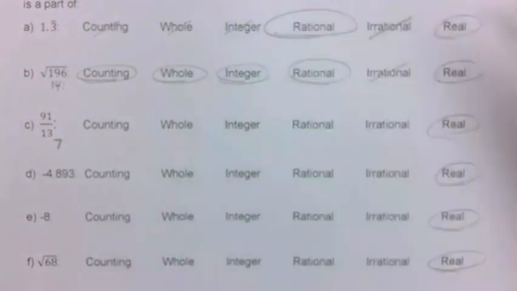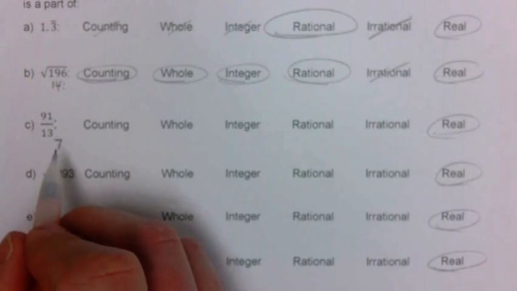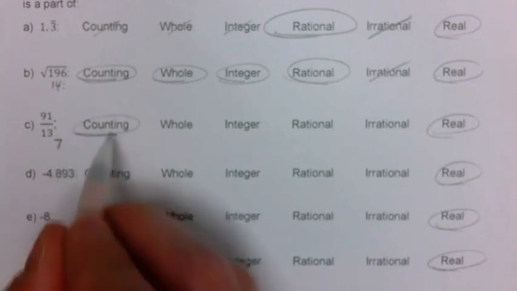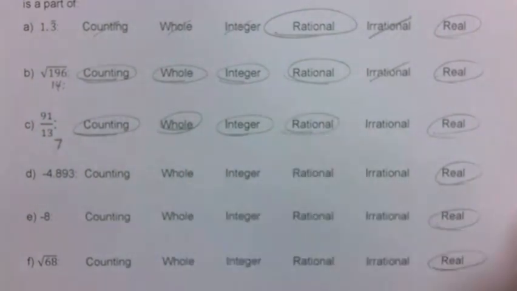Okay, which sets of numbers does 7 belong to? Well, again, 7, it's whole, and it's a positive number. If it's a positive whole number, then I know it's going to be a counting number, which makes it a whole number, an integer, and a rational number. And since it's rational, it can't be irrational, and we already knew it was real.